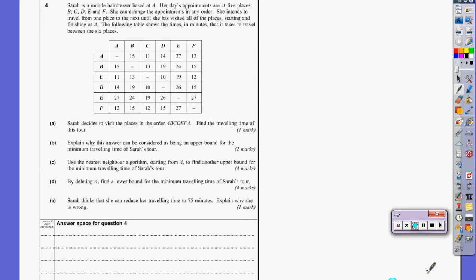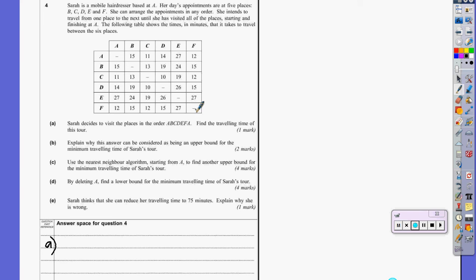Okay, June 2013, question 4 is a travelling salesman, I think. Mobile hairdresser, she wants to visit places in order. So A, again, they like to see you write A in the corner and what you're doing. So she starts at A. There's no to or from here, so it doesn't matter which way you go. You can recognise that as well because it's symmetrical around that diagonal line.